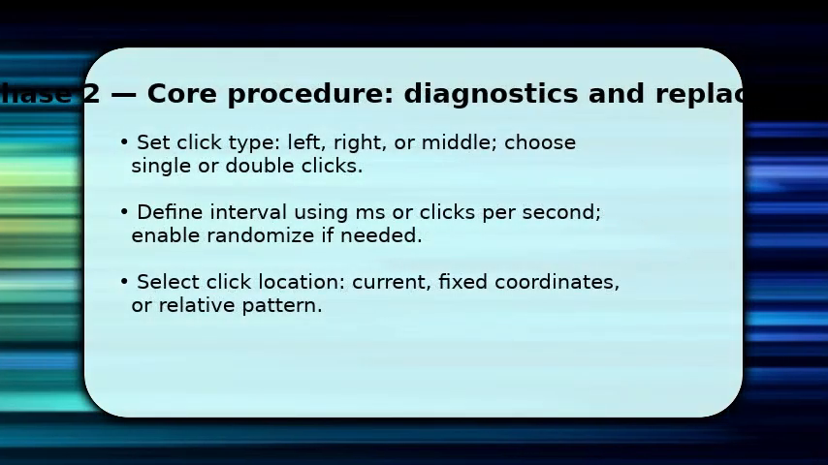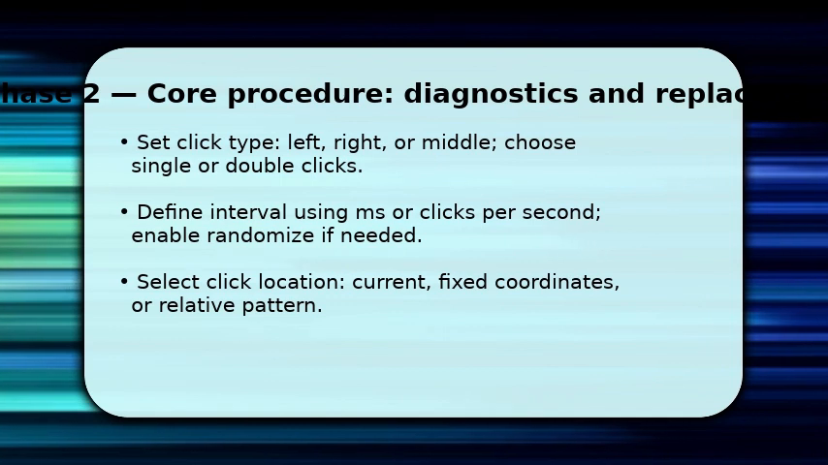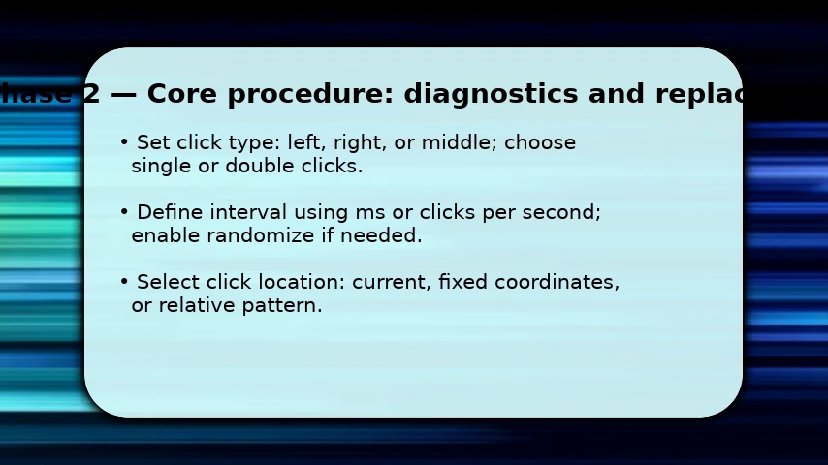You now configure how the auto clicker behaves and why each choice matters. Choose click type, left, right, or middle, and single or double because some tasks require doubles to trigger actions. Then set the interval in milliseconds or clicks per second. Shorter intervals increase speed but may be unreliable, so consider enabling small randomization to mimic human timing.